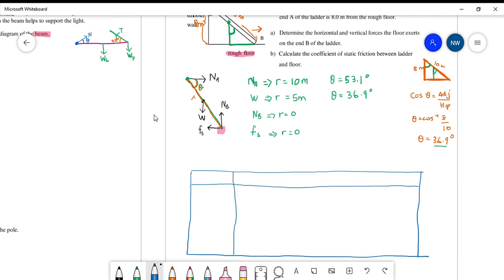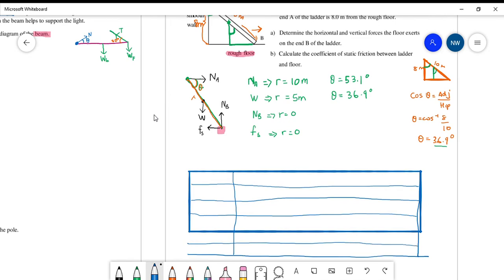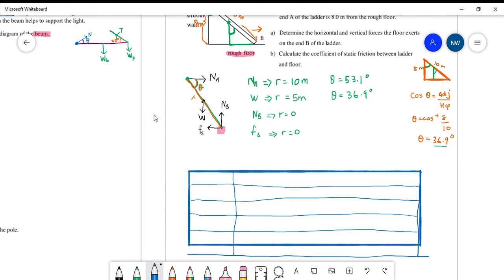So, kita akan ada 1, 2, 3, 4 force. Okay. Now, kita boleh buat force. Kita ada NA, and then weight, kemudian friction dan normal.